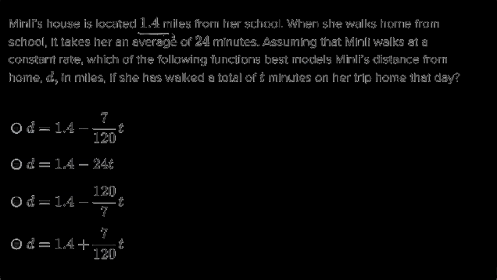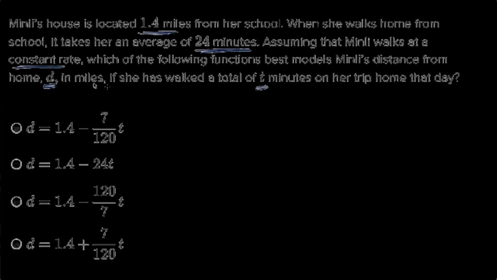Minli's house is located 1.4 miles from her school. When she walks home from school, it takes her an average of 24 minutes. Assuming that Minli walks at a constant rate, and we could figure that out because we know how far she walks in a certain amount of time, which of the following functions best models Minli's distance from home, d, in miles, so we want distance in miles, if she's walked a total of t minutes. So t is going to be in minutes, so all our units are going to be minutes and miles, and that's good because they gave us things in terms of minutes and miles. If this was in seconds or hours, we would have to do some conversion.